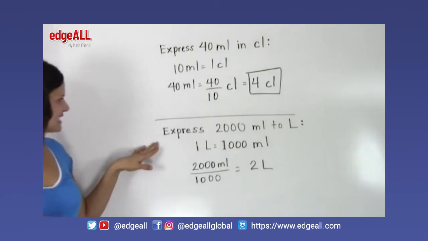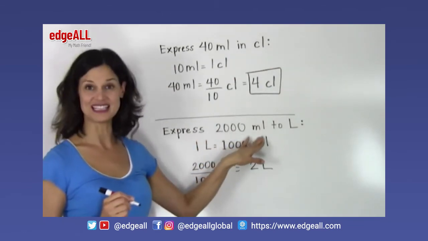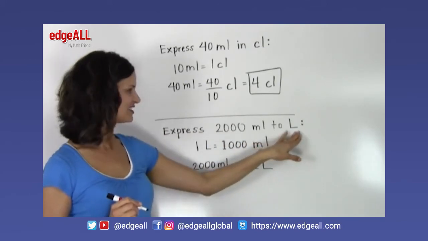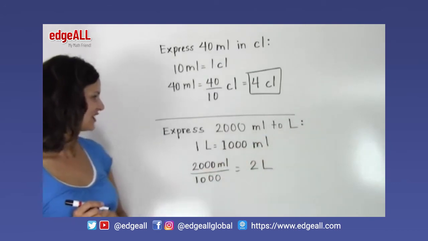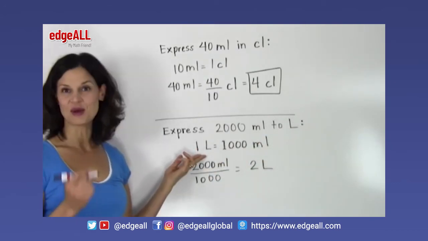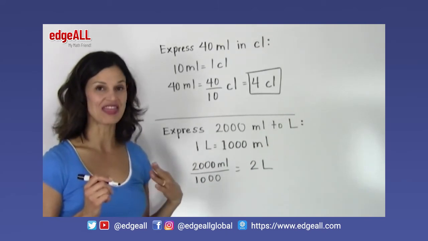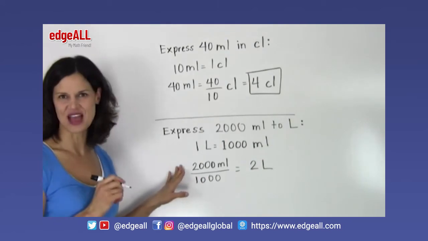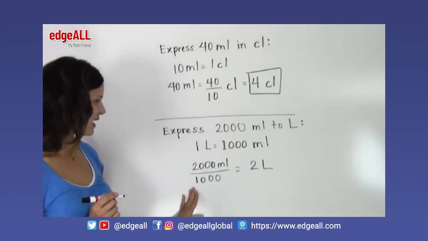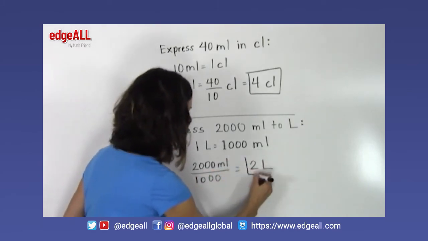In our second example, it asks us to express 2,000 milliliters to liters, or convert 2,000 milliliters into liters. Since we know from our previous example that 1 liter is equal to 1,000 milliliters, then we simply need to take our 2,000 milliliters, divide by 1,000 and we have our answer of 2 liters.